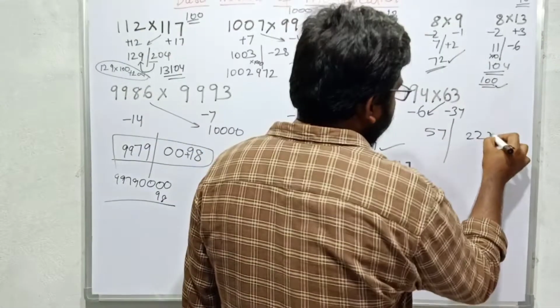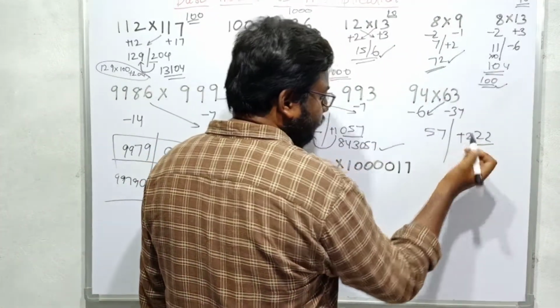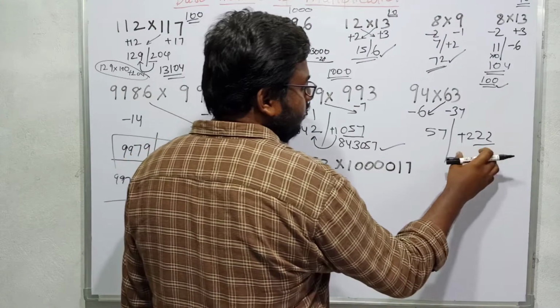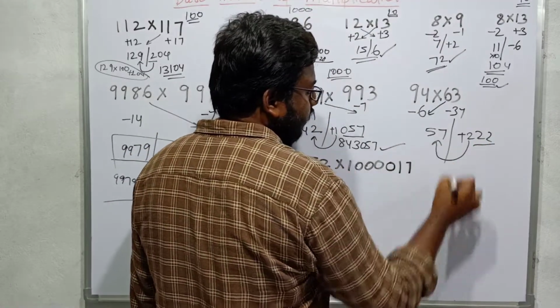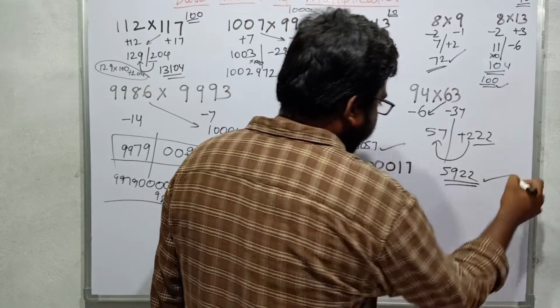This is simply 222 plus 222, but we are operating this on 100, so we should have only 2 digits in the last part. So this 2 should be added to this 57, and this will be 5922. This is the final answer.